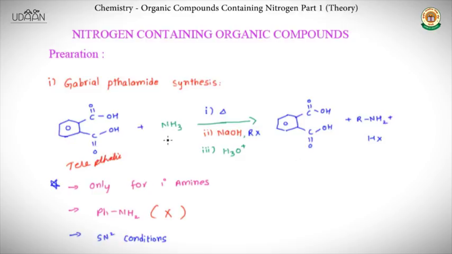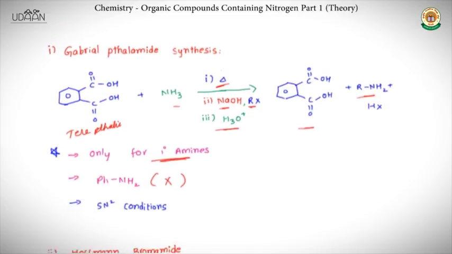And if you treat it with a base, the conditions for this reaction are, first you have to supply high temperature, and next you have to supply a base and RX, and then hydrolyze in the presence of acidic medium. You're going to get back your phthalic acid, and you're going to get a primary amine. As you can see, you're getting a primary amine. So this reaction is favored only for primary amines, and we cannot get secondary or tertiary amines with this method.